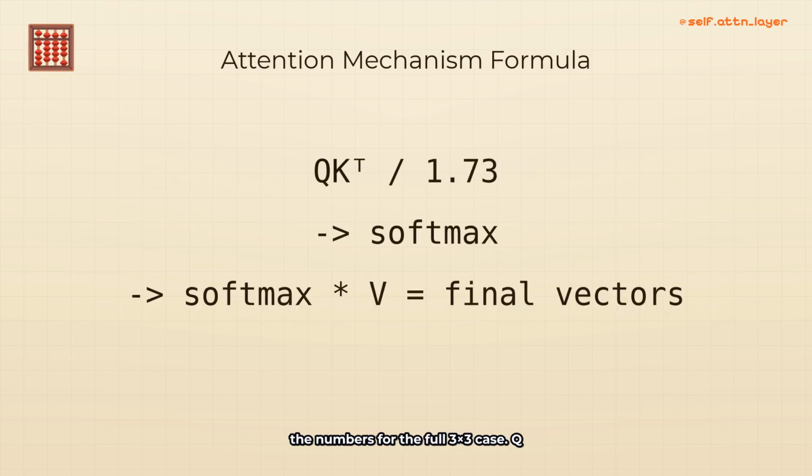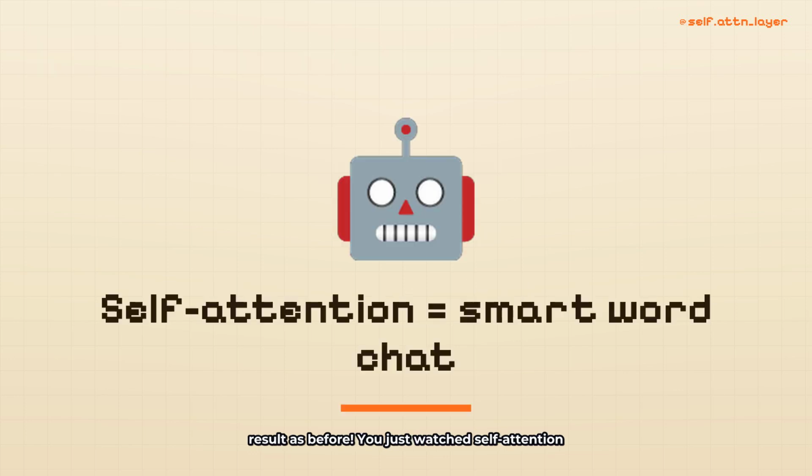Let's run the numbers for the full 3 by 3 case. Q is our word vectors, K is the same, V is the same. Compute QK. That's our raw attention table we made earlier. Divide each number by the square root of 3, which is almost equal to 1.73. Then softmax each row. Finally multiply softmax by V. Same result as before. You just watched self-attention in action. Words talk to each other using tiny number lists and a few matrix multiplications. No black boxes, just clear math.